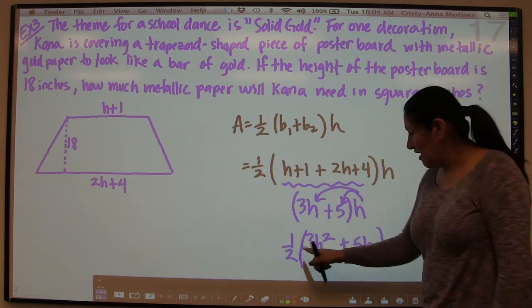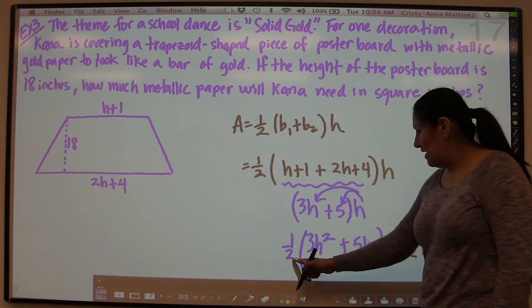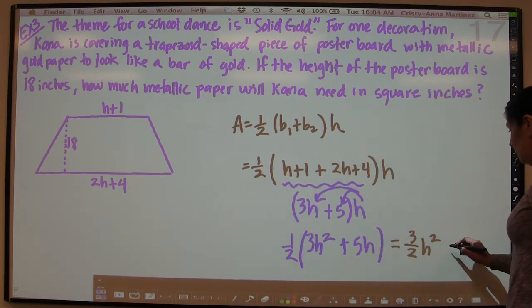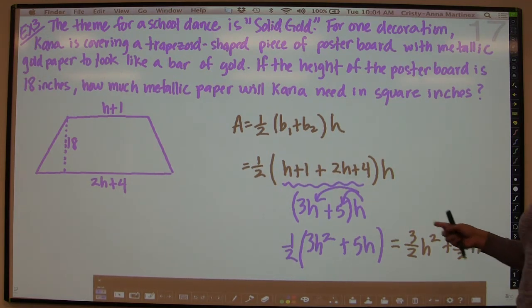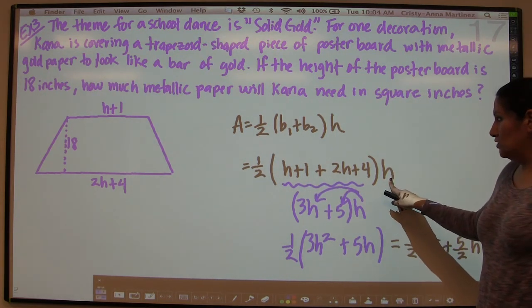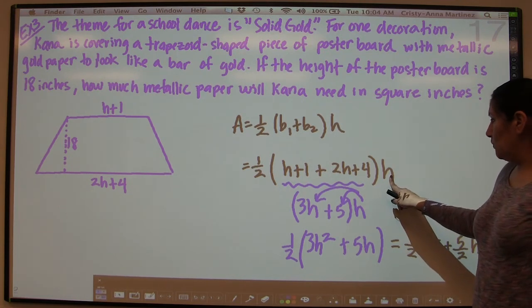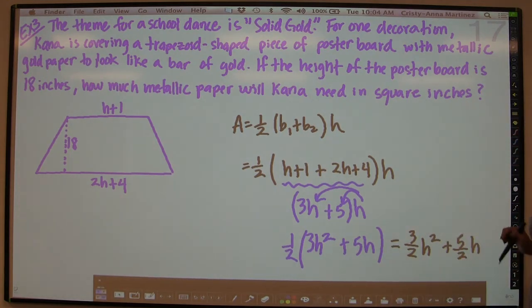And so when you have 1/2 times 3, you're going to get 3 halves. So 3 halves h squared. And then 1/2 times 5 is going to give you 5 halves h. And this is now in the right order because you have the h squared first. And then the last thing we want to do is actually plug in the h. And you know, we could have made this a lot easier if I would have plugged in the 18 a long time ago. We could have plugged in 18 for h as well. I totally forgot about that part. So when you plug in the h, it makes it easier because then you don't have all these crazy fractions. But we already did it, so let's just go ahead and plug it in now.